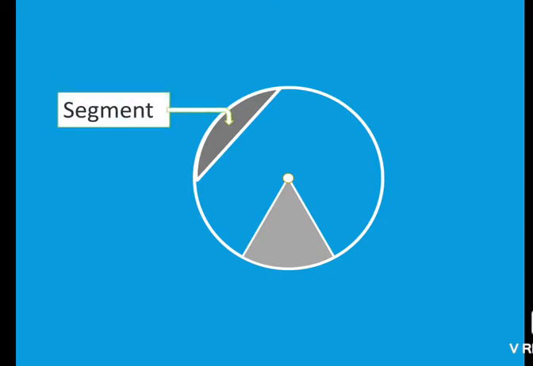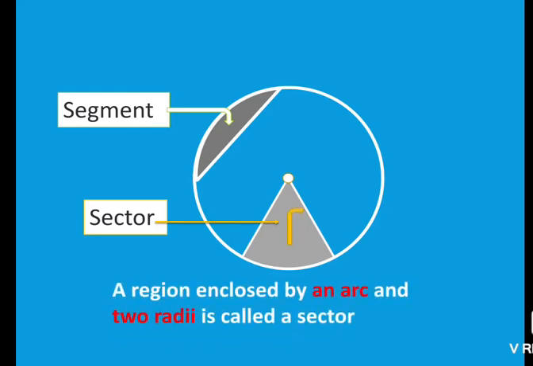Next, we can see a circle here, with 2 parts shaded. There is a special name for these 2 parts. The first one is segment. The second one is sector. A region enclosed by an arc and 2 radii is called a sector. So what is a sector? A sector is the inside portion of a circle enclosed by an arc and 2 radii. Here you can see 2 radii and an arc.